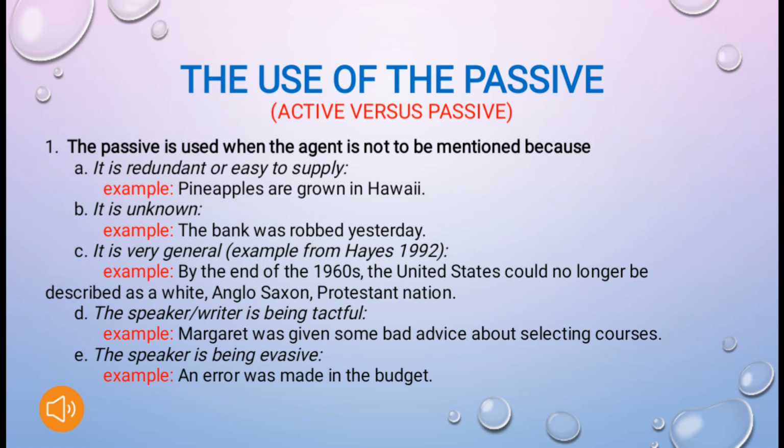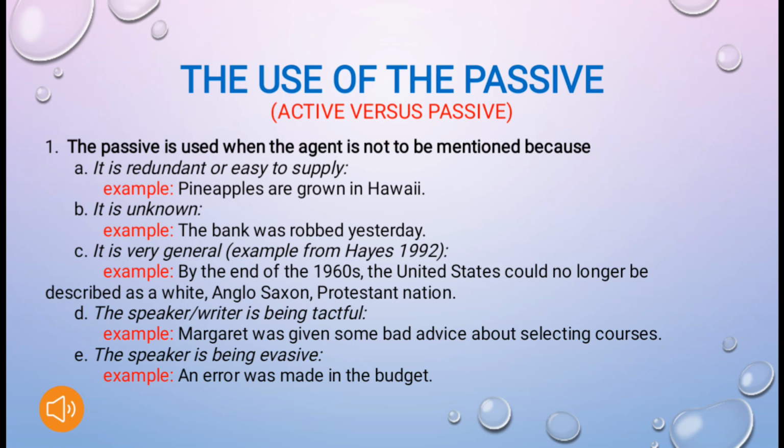Okay, so the third one, the passive is used when the agent is not to be mentioned because it is very general. It is an excerpt from the examples of Hayes in 1992. Why is it very general? Because it is the opposite of being specific, right? So one example is that by the end of the 1960s, the United States could no longer be described as a white Anglo-Saxon Protestant nation.